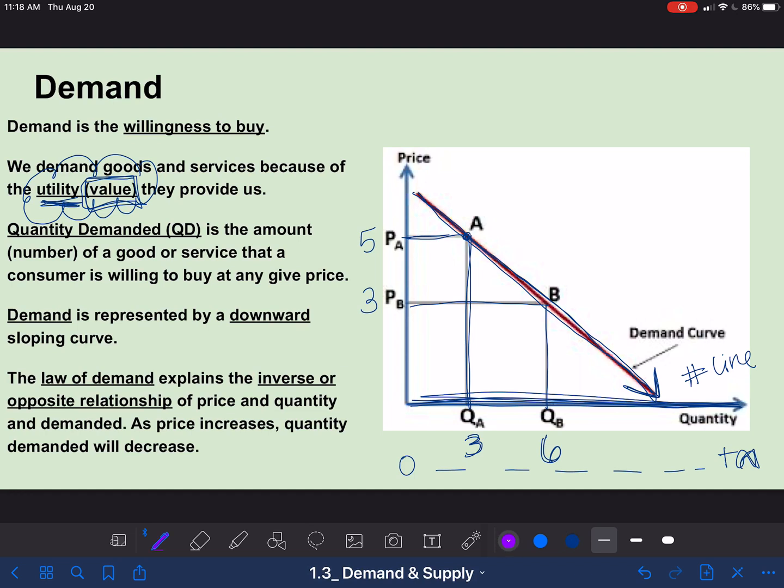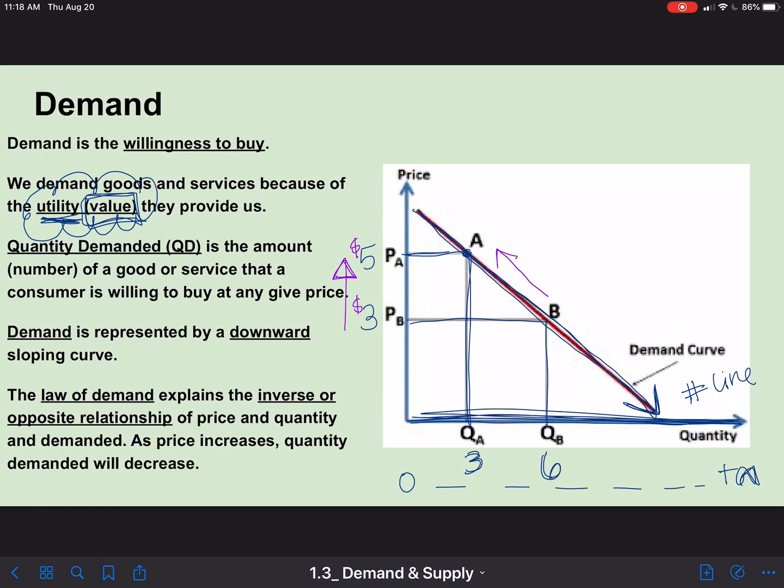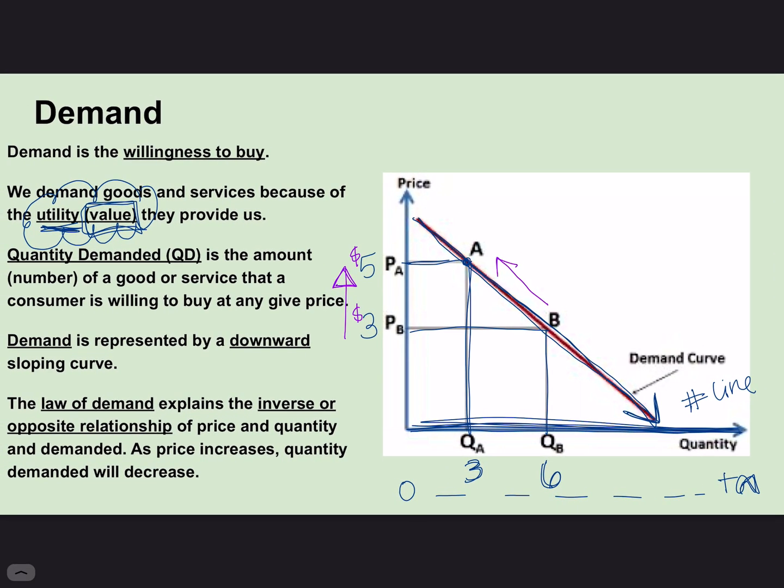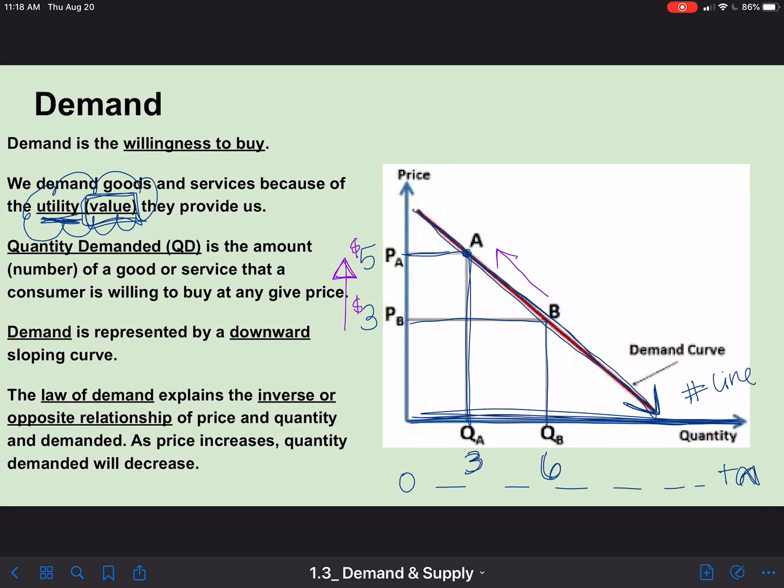So if we look at our price increasing, let's say we're going to go from B to A. We're going from price point B to price point A. So we're going from $3 to $5. We've increased the price. So if we go from B to A, what's going to happen to our quantity?